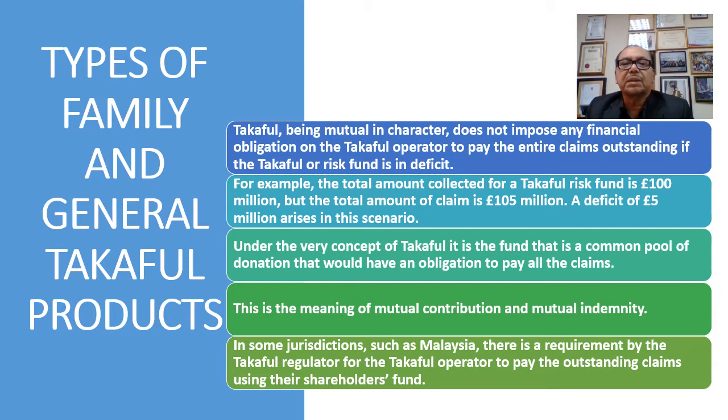Yeah. So in this case, if the aeroplane crashes or is shot down, the claim from the policyholders is more than the premium they collect from the policyholders. So how are they going to solve it? So this is the meaning of mutual contribution and mutual indemnity. They identify every one of them, but the money they collect is less than what they claim. So in the case of Malaysia, there is a requirement by the takaful regulator for the takaful operator to pay the outstanding claim using the shareholders' fund.